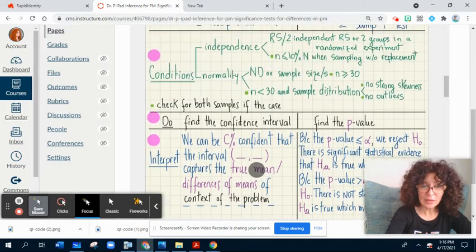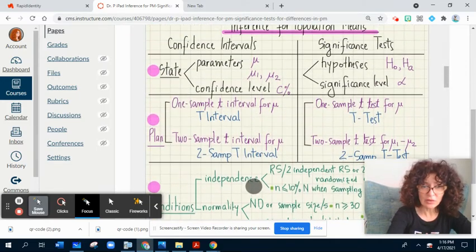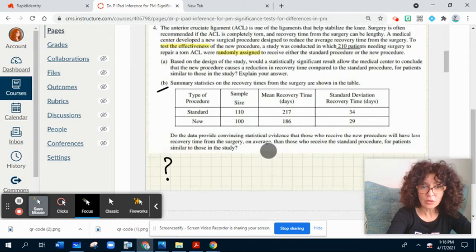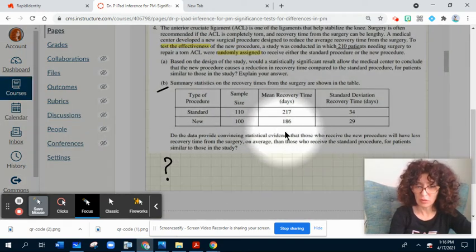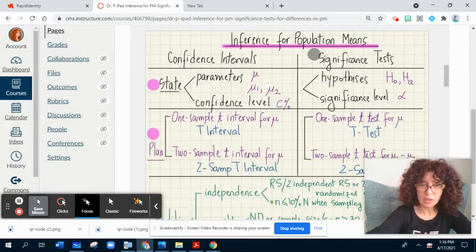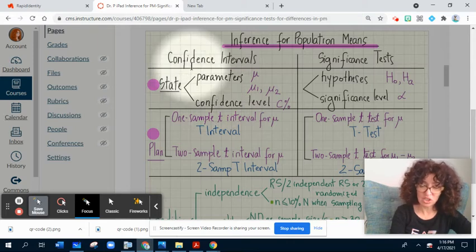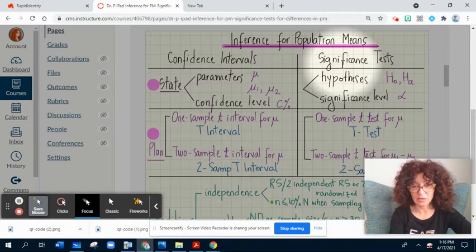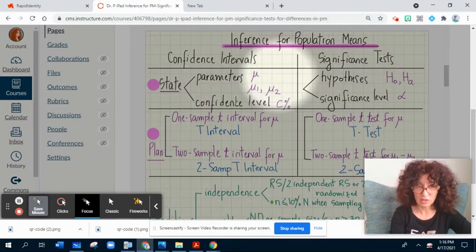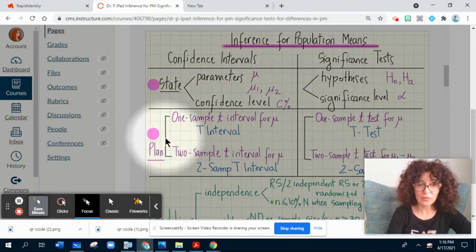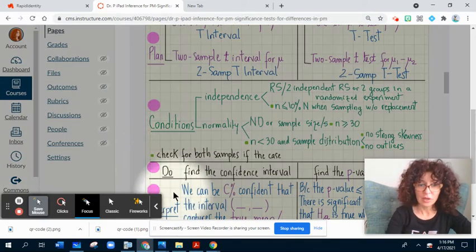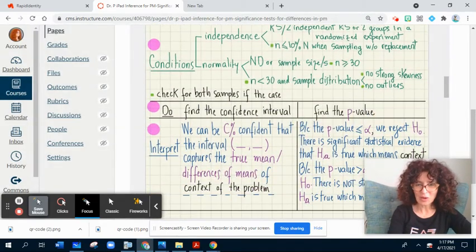So these are the steps that you should have in mind when you try to solve this problem. I encourage you to pause the video and try to perform these steps by yourself. Choose the approach, confidence interval or significance test. So make a decision. Try to perform each step, and after you do that, come back and let's do it together.